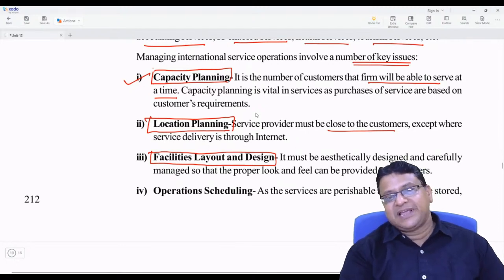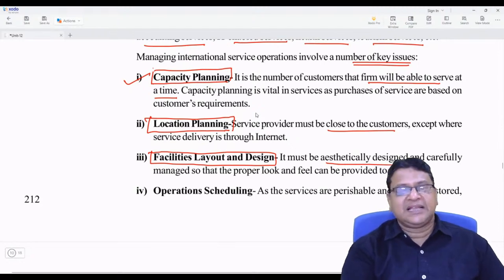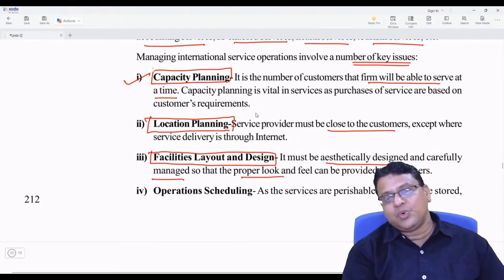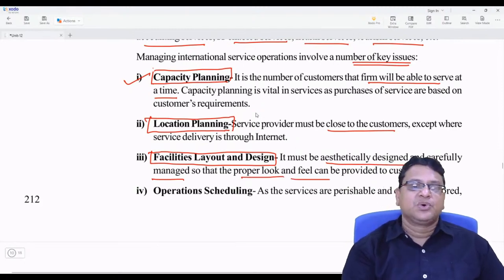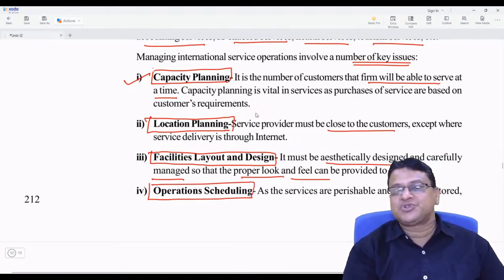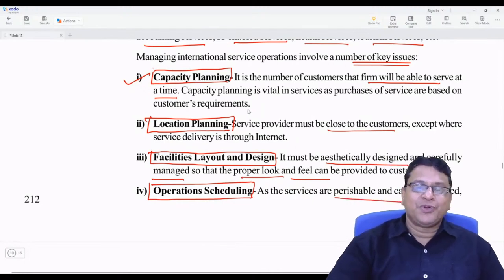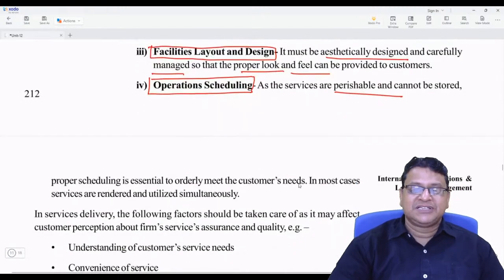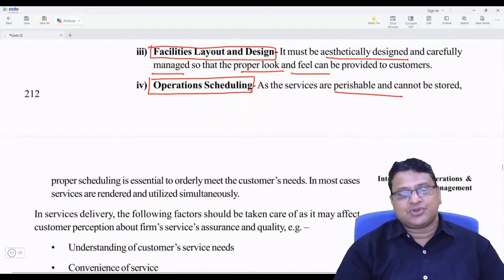It must be carefully designed and carefully managed, so there will be a proper look and feel provided to customers. Then operation scheduling, it's very important. Service cannot be stored. It is a perishable item. Hence, proper scheduling of services is necessary to meet the customer's demand.